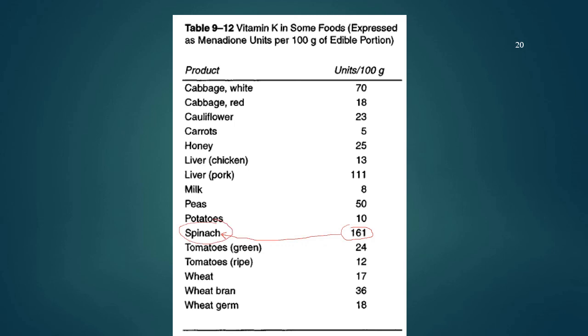And this slide ends our topics on fat-soluble vitamins, and the next video will continue with vitamin B.